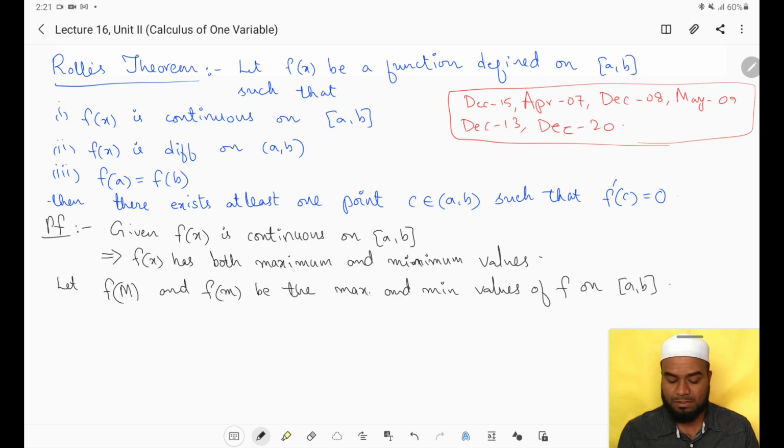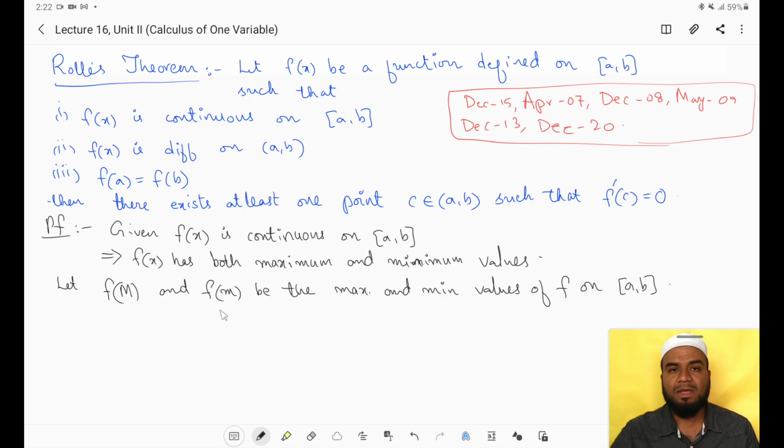What I am assuming? Because f of x is continuous on the closed interval, f of x will be having both maximum and minimum, because a continuous function on a closed interval cannot be unbounded, it will always be bounded, so it will be having its maximum and minimum values. Let f of capital M be the maximum value and let f of small m be the minimum value, right? Then I am having two values now, f of capital M is a value, f of small m is a value.